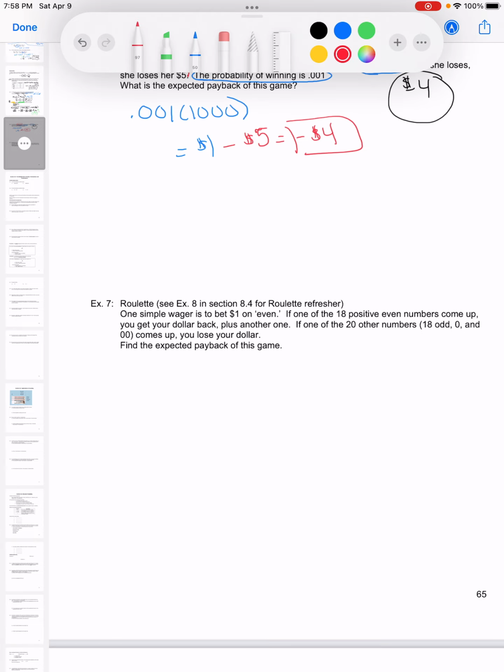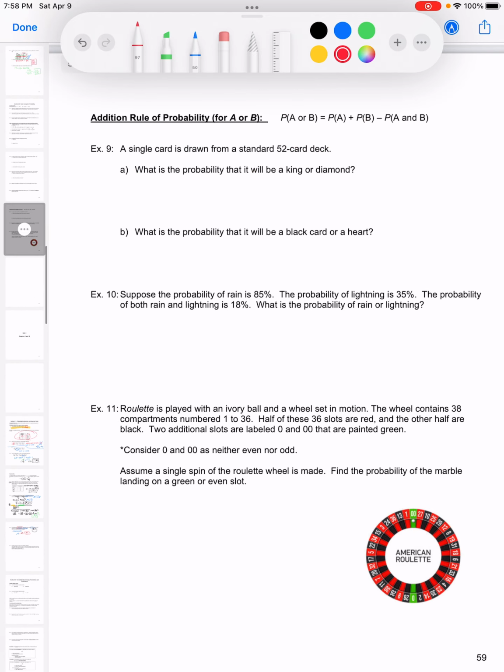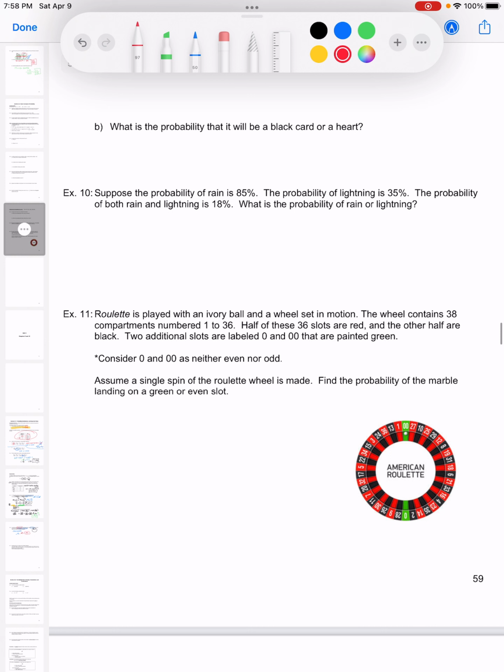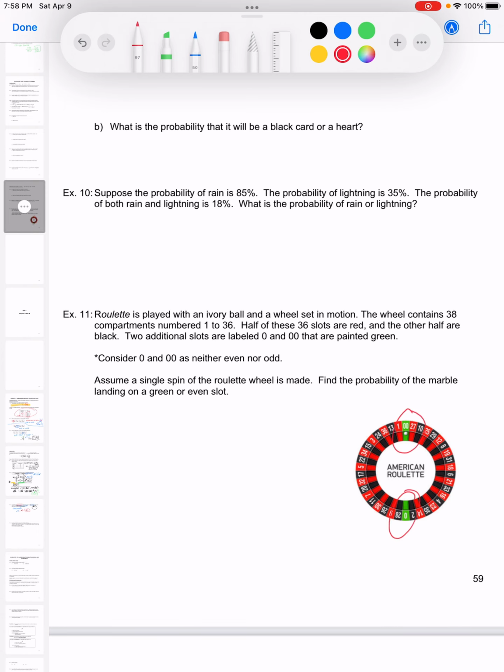All right, so our last problem here is on roulette. And just to remind everybody what roulette looks like, it's the game we played back in chapter 8 where we're going to choose where the ball is going to land. So we've got red, we've got black, and we've got our green spaces. And then also with these, we've got even and odds. And then remember that the two green spots are not considered even. They're 0 and 00, and they're considered neither even nor odd.